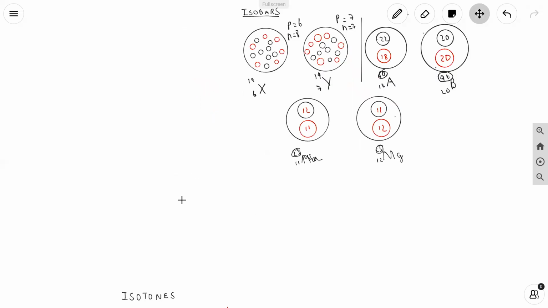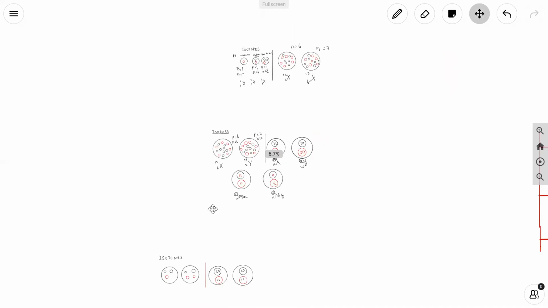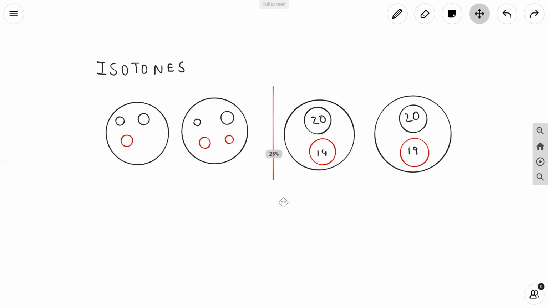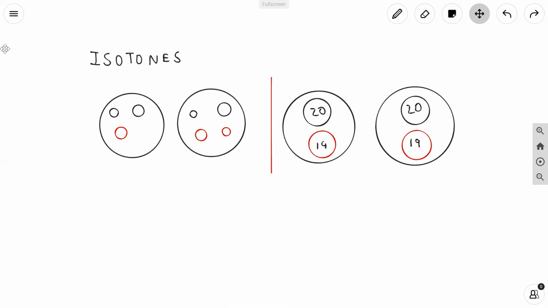Now, the next topic we'll be looking at is isotones. Isotones are elements which have the same number of neutrons. Isobars, we saw, have the same mass number, and isotopes, we saw, have the same number of protons. Isotones just have the same number of neutrons.